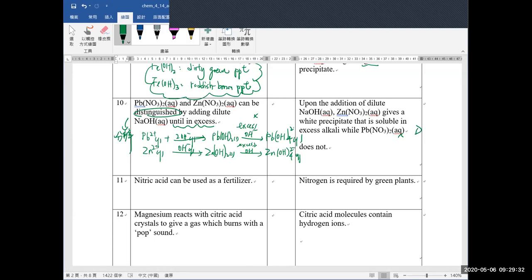Question 11. Nitric acid can be used as a fertilizer. Nitrogen is required by plants, green plants.